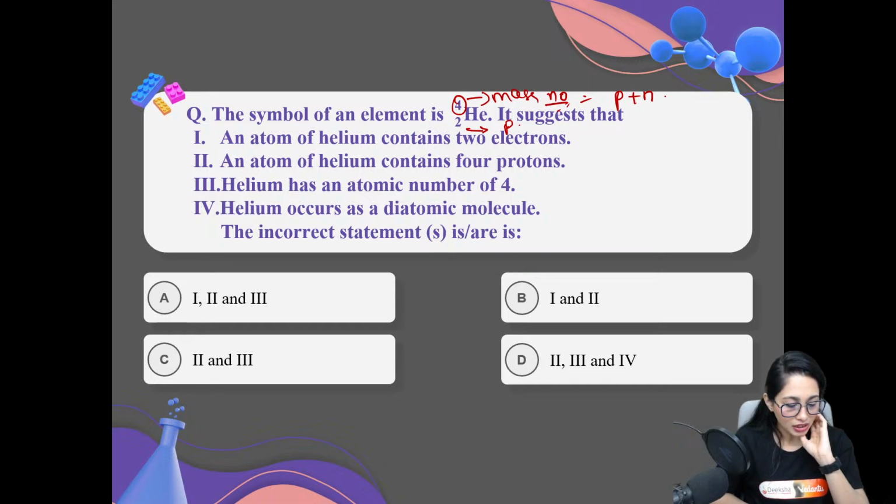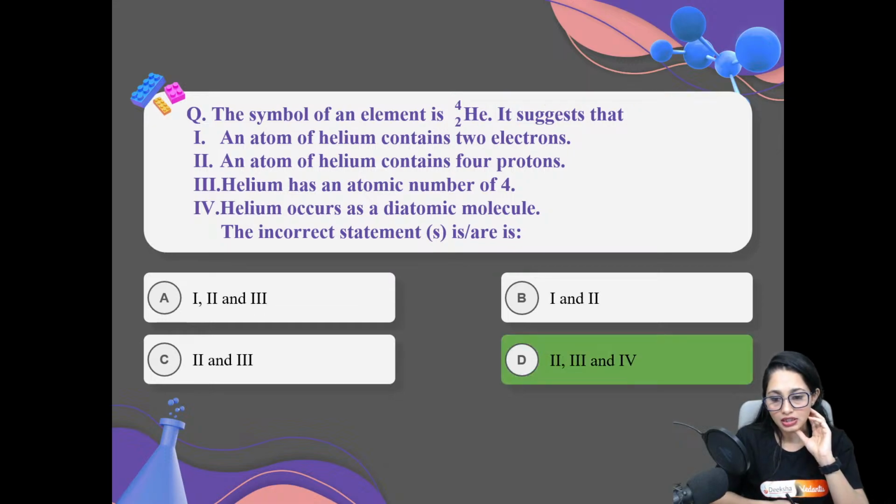So what is the correct answer here? Option D, 2, 3 and 4. All of these are wrong. As this is a neutral atom, it has 2 electrons because 2 protons are there. This is a neutral atom, so it has 2 electrons. But apart from that statement, all the others are wrong.